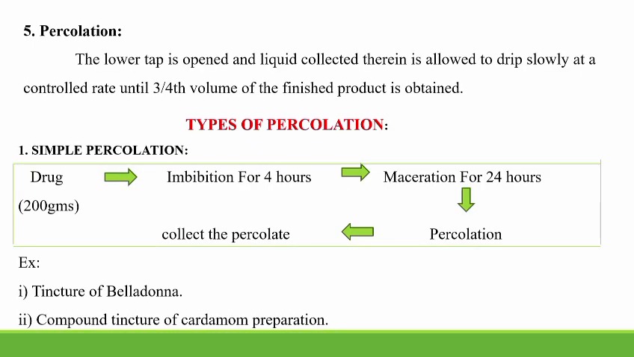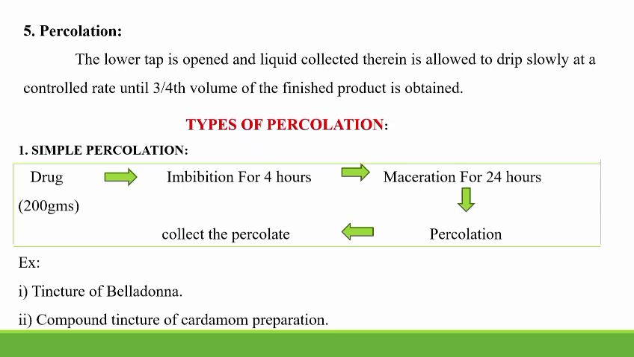Next is percolation. Here, the lower tap, the drain valve, should be opened a little bit, so that the extract is collected by dripping slowly, drop by drop, until around 3/4 of the volume is collected. Once we have collected 3/4 of the volume, we can easily collect the remaining menstruum from it. Until it reaches 3/4 of the volume, we allow the drain valve to drip the extract, so we have to control the flow rate of the menstruum.